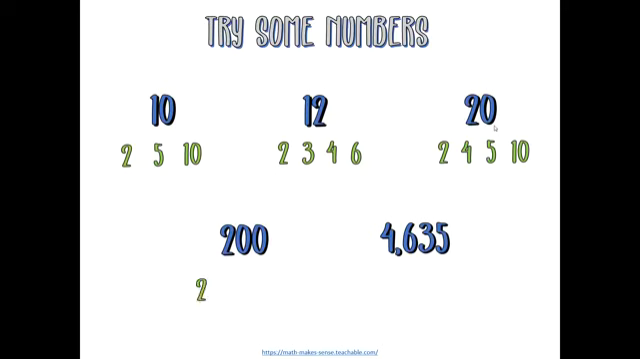Okay, I'll skip through 200. And then let's check our big number. So this is where we don't know at a glance what the numbers are when you divide them, but you can tell if it is divisible or not.